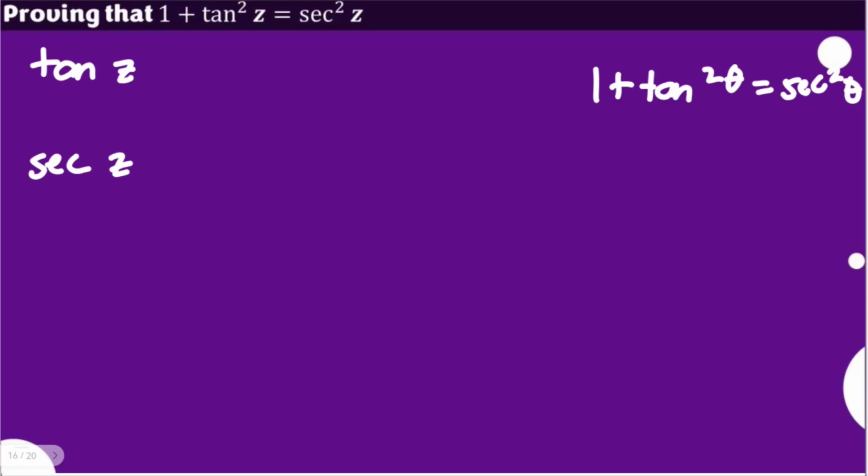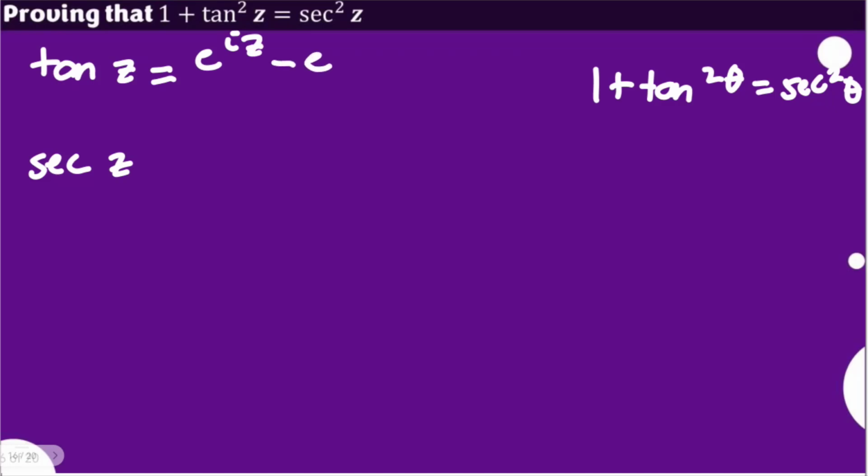We know that tangent is sine over cosine, and secant is 1 over cosine z. But since it's already identified here, it's tangent and secant z. So let's try to use the specific trigonometric functions here. We know that for tangent z, it's actually equivalent to e to the power of iz. Sorry, that's z. You can also review the video for this.